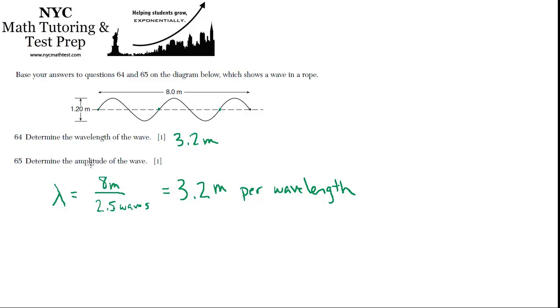The next one, determine the amplitude of the wave. It's tempting to put 1.2 here, but you have to remember the amplitude is only the distance between the reference position, the 0 position, and the peak. And then again here, it's in the trough, so the crest and the trough. In each of those cases, it's half of that distance, so it's actually only 0.6. So the amplitude is 0.6 meters, and that's it.